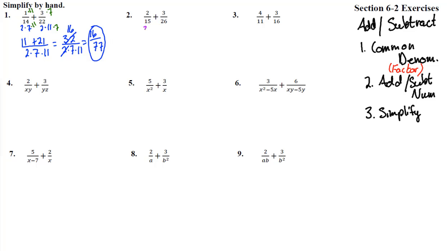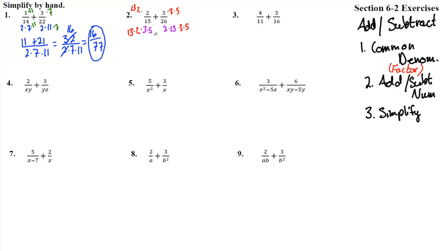Number 2. 2 over 15, this is 3 times 5. And 3 over 26, this is 2 times 13. Nothing's common, so the only way to get it common is to times both sides by the same thing. Oh my goodness. Not by the same thing, but by each other. So we have to times by 2 and times by 13, and times by 3, times by 5.